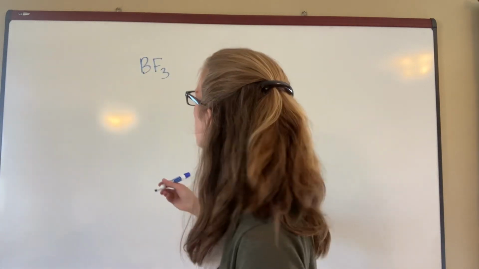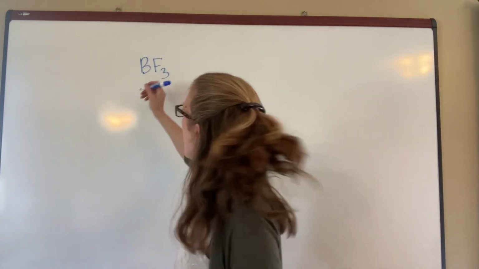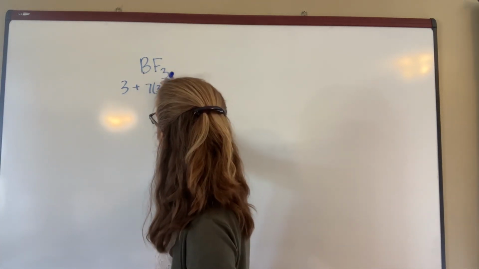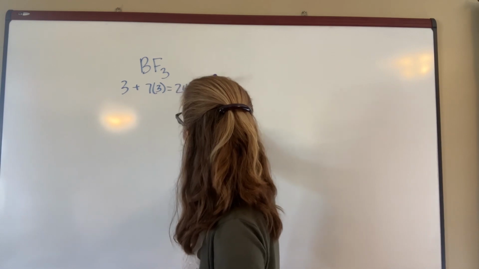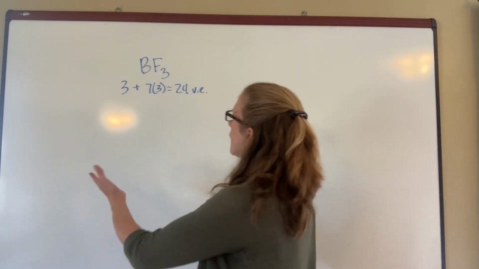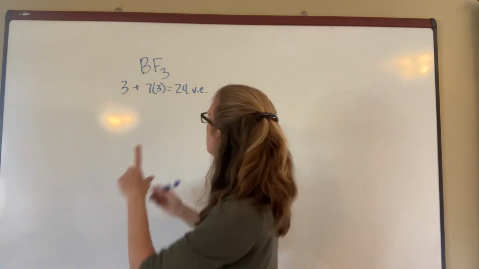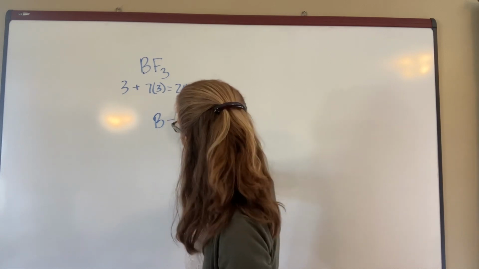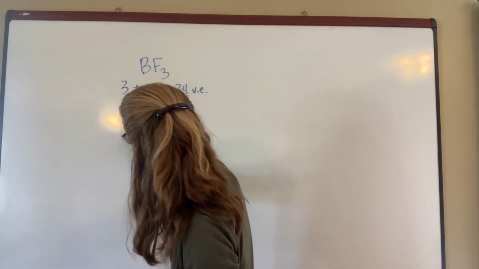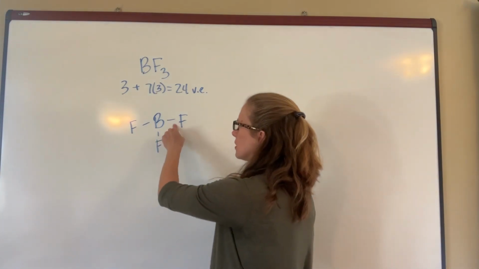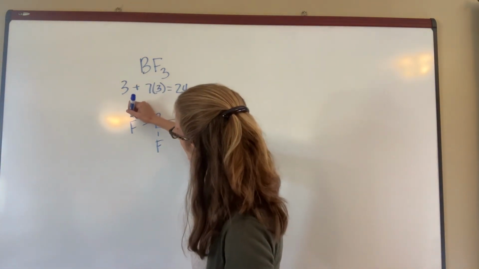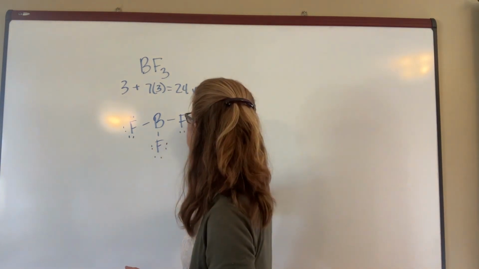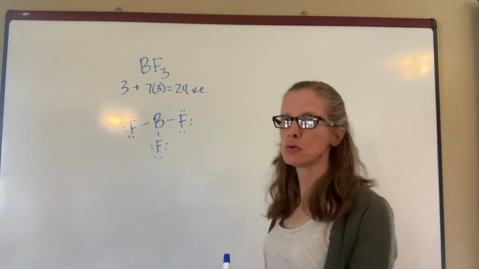So if I look at BF3, boron has 3 valence electrons. Each fluorine has 7, and there are 3 of those, so that makes a total of 24 valence electrons. Again, boron is less electronegative than fluorine, and so boron is going to be my central atom. So if I join the fluorines to it, like this, so there's 2, 4, 6 valence electrons, 8, 10, 12, 14, 16, 18, 20, 22, 24. Okay, so I've used them all.